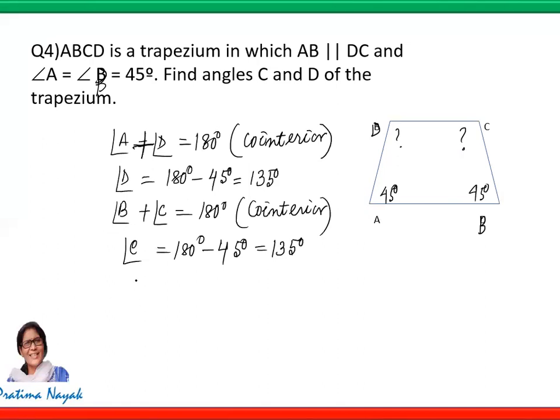So this type of trapezium is called isosceles trapezium, when a pair of adjacent angles are equal. Isosceles trapezium.